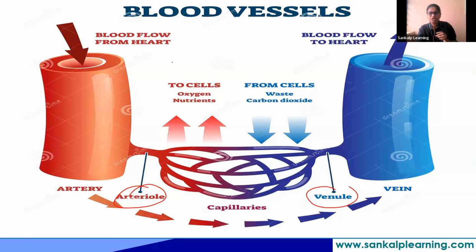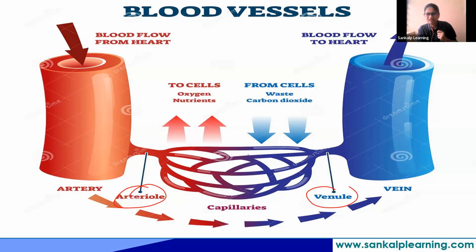So when oxygen and nutrients are supplied to the cells, the cells take the oxygen and nutrients inside. And what do we get from the cells? From the cells, the blood will get waste and carbon dioxide. That is why, once the arteriole sends the oxygen and nutrients, here you can see till here it was red.